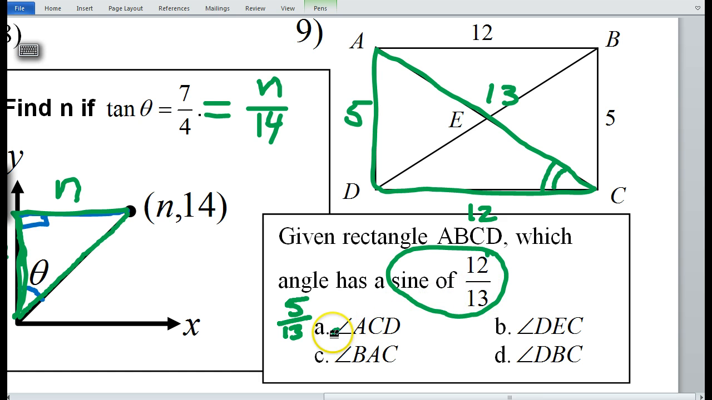So it's not A because it's supposed to be 12 over 13, not 5 over 13. Are you with me? Don't say the answer.